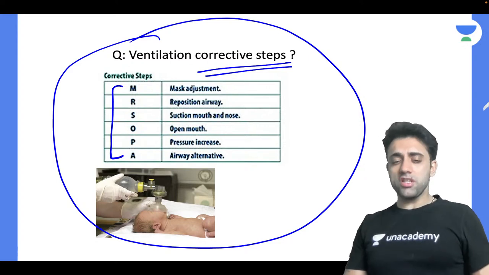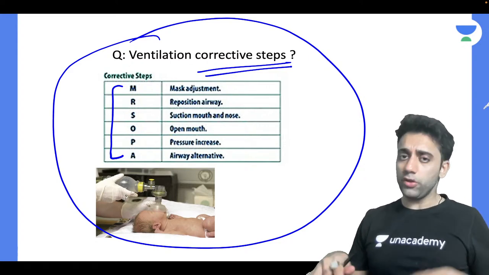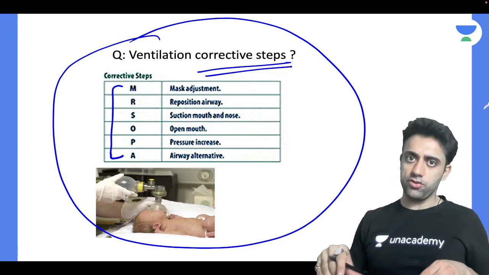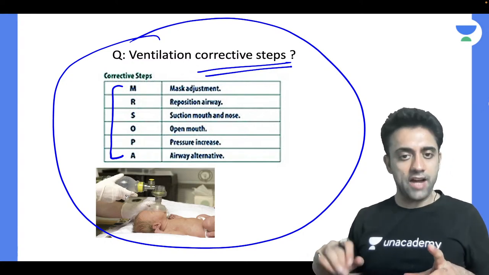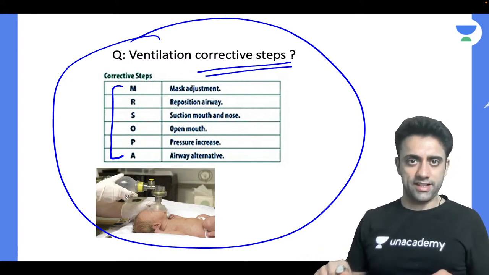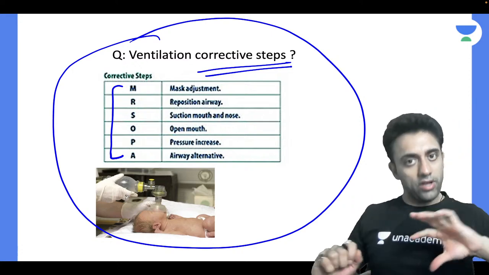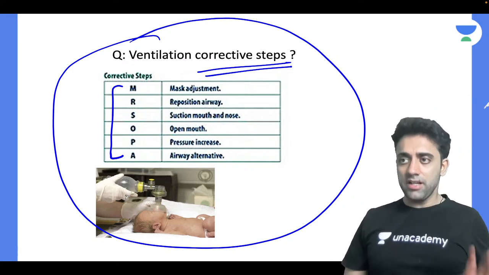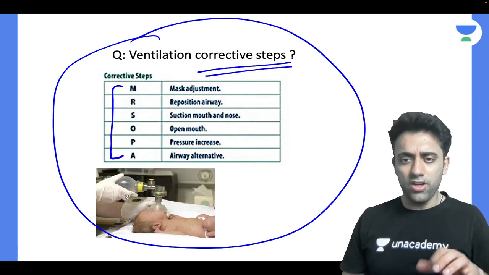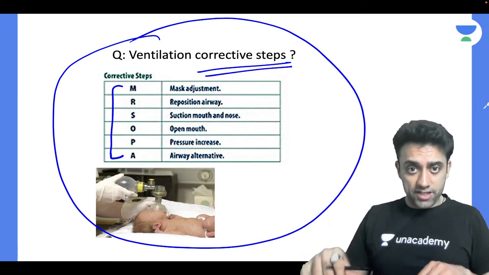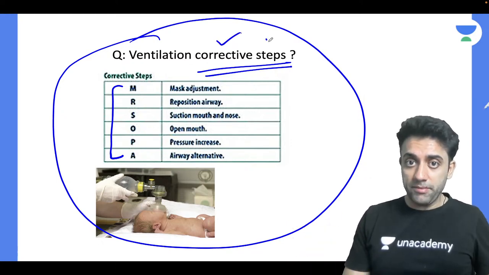Just think, you're doing bag and mask ventilation. For how long? 30 seconds, right? Again, you'll check the heart rate. If the heart rate is again less than 100, it means my bag and mask ventilation is not proper, something is wrong. So bag and mask ventilation corrective steps means MR SOPA.